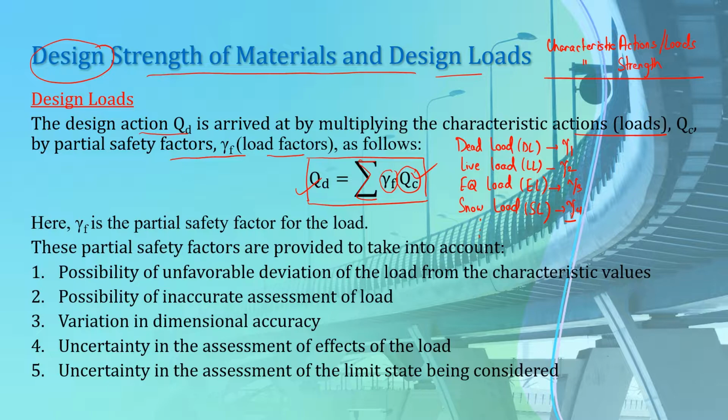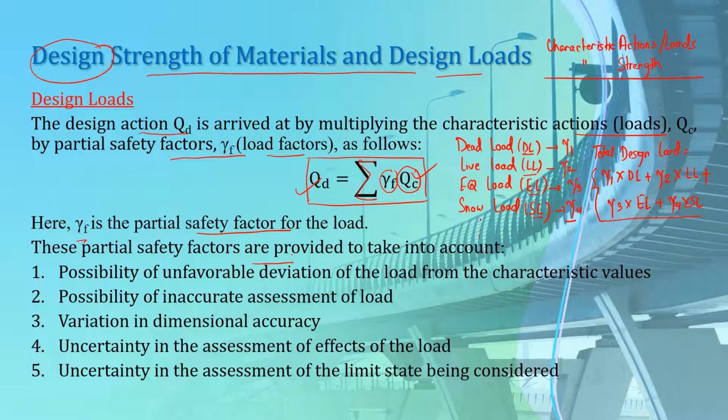Now if we want to find the design loads, and if these short forms DL, LL, EL and SL represent the characteristic loads, our total design load is represented by gamma 1 into DL plus gamma 2 into LL plus gamma 3 into EL plus gamma 4 into SL. So this is how you determine the total design load. Gamma F is the partial safety factor for the load.